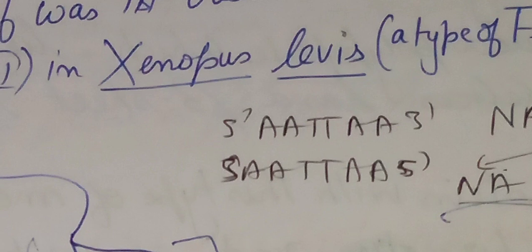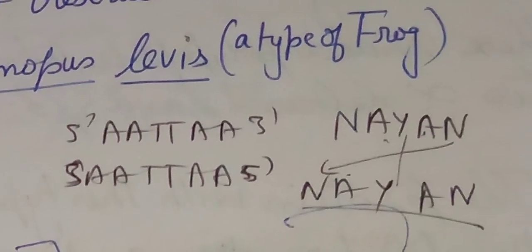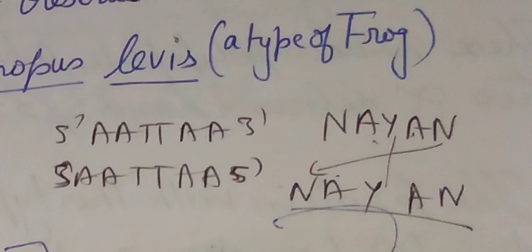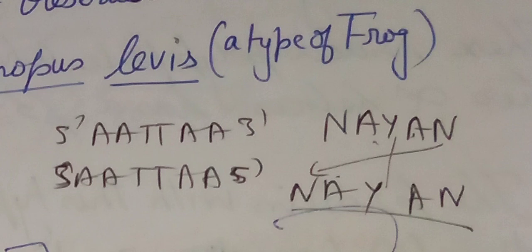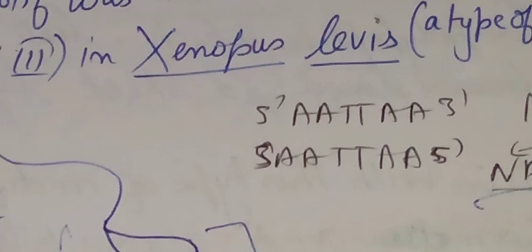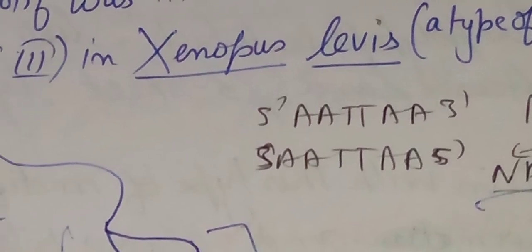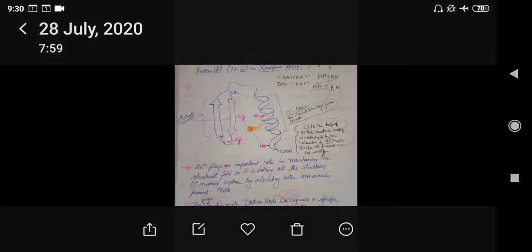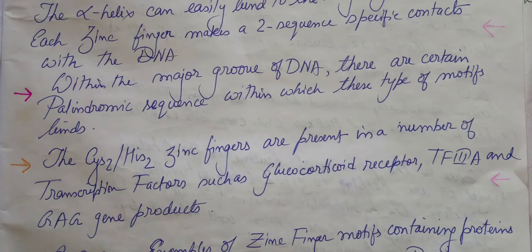There are some names also which are palindromic. For simplicity I want to show you a name, like Nayan. If you write the letters from left to right, it spells Nayan. If you spell from right to left, it also spells Nayan. So these are palindromic words, or in the case of DNA, palindromic sequences. Certain palindromic sequences are found in the major groove of the DNA, within which this type of motif binds.